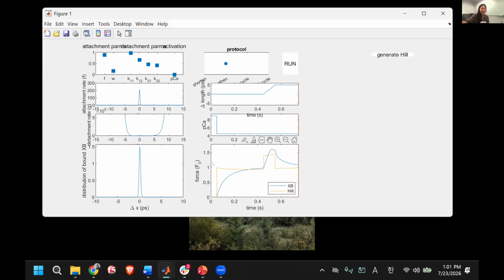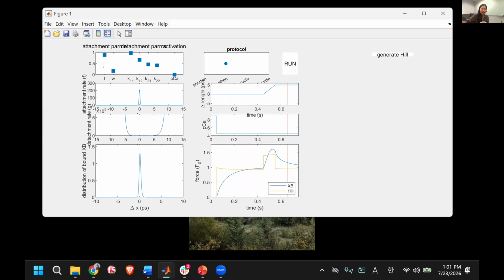You can see that actually there was a Hill curve on top of the blue curve here on the force curve. And that one I already had some default values for the Hill-type muscle model, my default parameters. And you can see that the Hill-type muscle model estimates the force kind of similar to the cross-bridge model. So overall, it simulates a similar amount of force, but the transient is where the difference is.